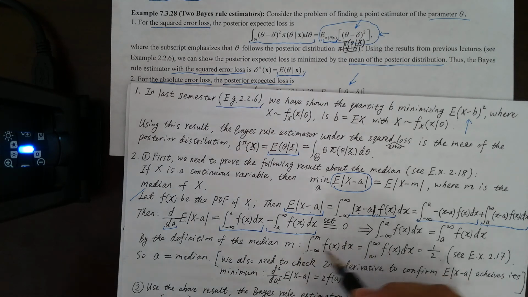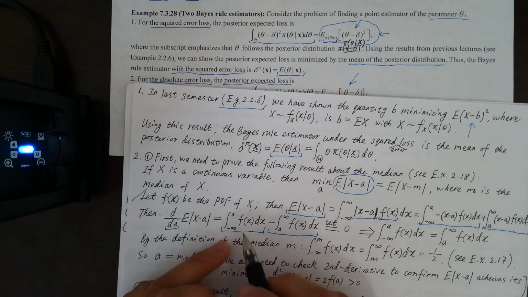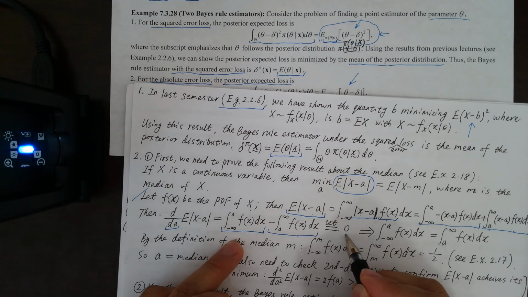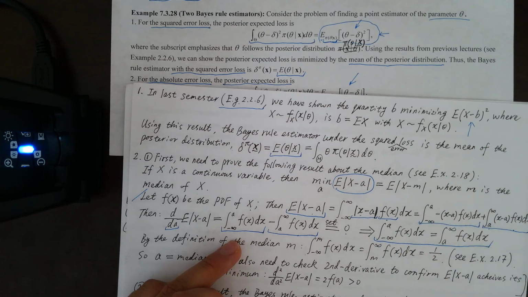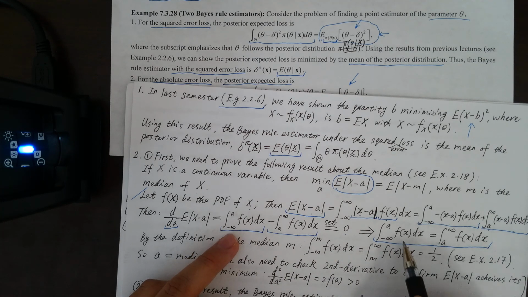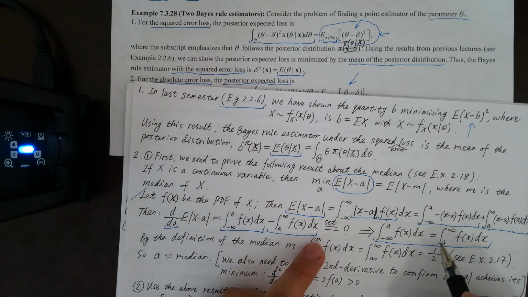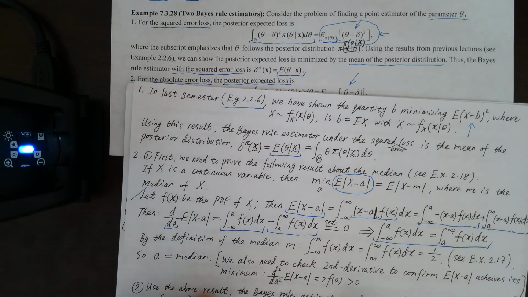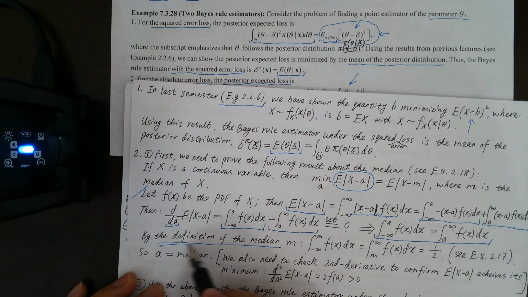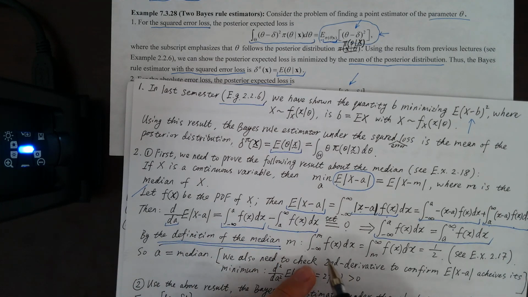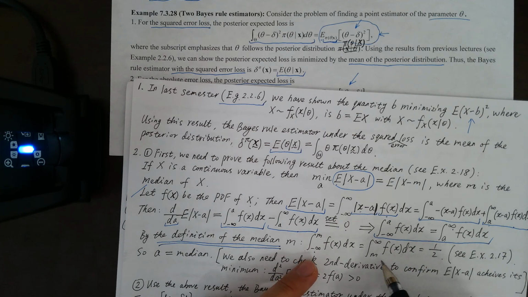Remember we want to find the value a that minimizes this expectation. So we want to set this first order derivative equal to 0. Then we will have this equality: the integration of the PDF f(x) from minus infinity to a will be equal to the integration of f(x) from a to positive infinity. If we look at the definition of the median, it is the value in the sample space that gives the same probability for the integration from minus infinity to m and from m to positive infinity.